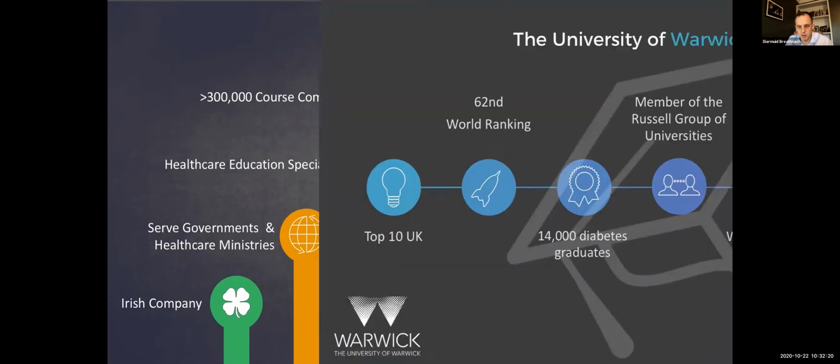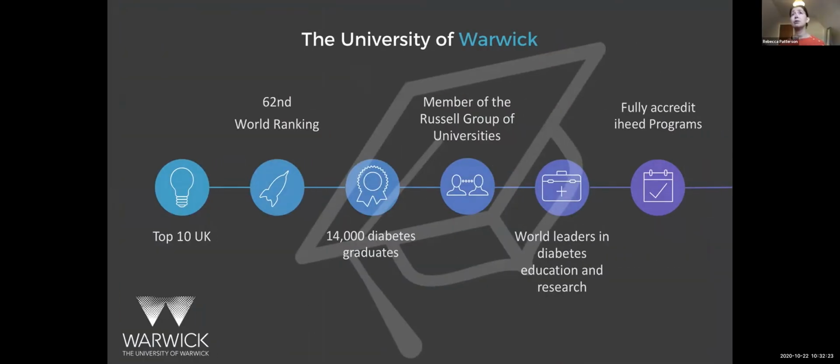We are the online program management company for the University of Warwick Medical School. The University of Warwick is a top 10 UK university in the QS rankings, and 62nd in the world rankings in QS. They've educated over 14,000 clinicians in the United Kingdom in diabetes management and upskilling, so they have an excellent reputation in terms of diabetes education. They're a member of the Russell Group, the top 30 UK universities, which are very research intensive. They're essentially the Ivy League of the United Kingdom.